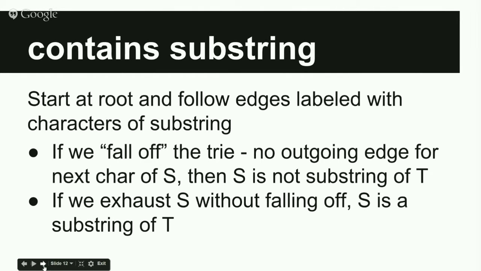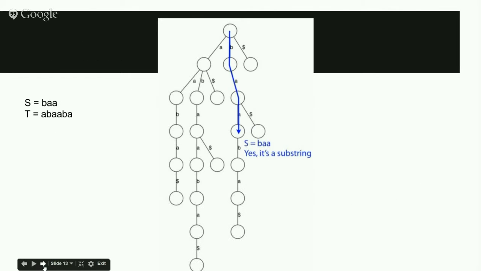Okay, so this is the basic algorithm for finding out if there is a substring in the text. You start at the root and follow edges labeled with the characters of the substring. If you fall off the trie, so that there's no outgoing edge for the next character of the substring, then it's not in the text or in the trie. If we finish all of the characters of the substring and we don't fall off the trie, then it exists in the text. Okay, so if we go to the next slide.